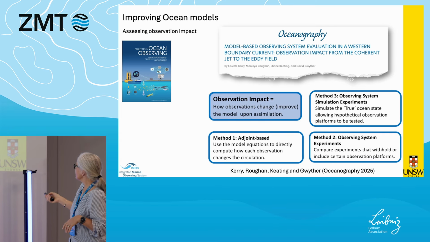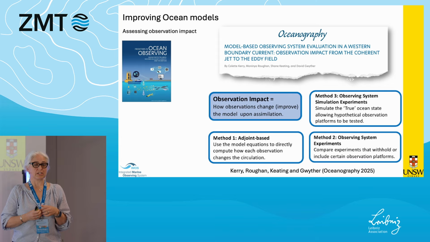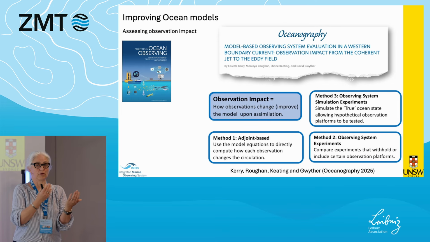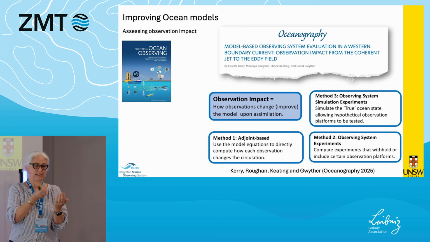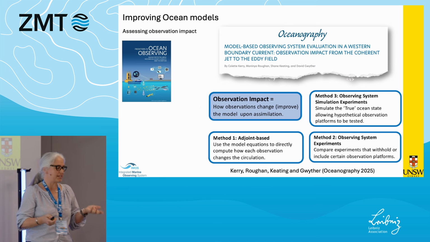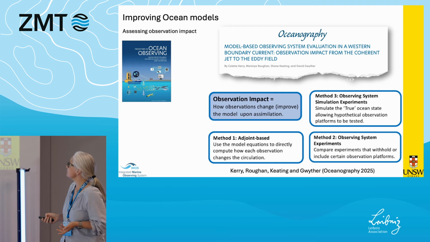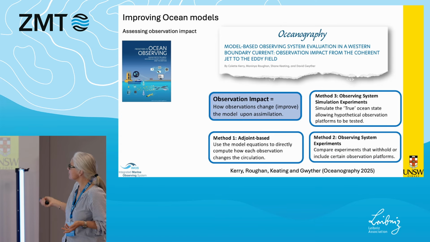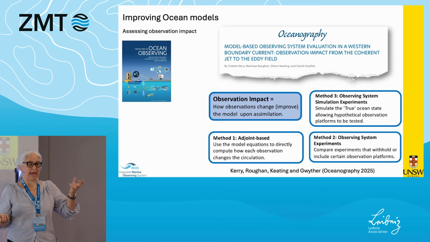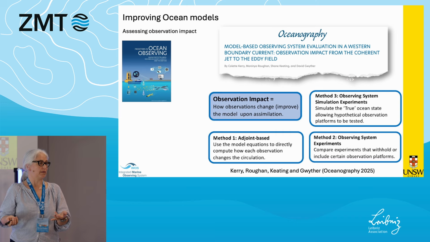And then we have observing system simulation experiments where it's all synthetic. So you have model A and model B. You assume model A is the truth, which we know it's not. And then we assimilate observations from model B into model A and see how it improves. So it's a whole synthetic, potentially a digital twin environment. And so we use these three different methods to compare how our observations improve the quality of our models.